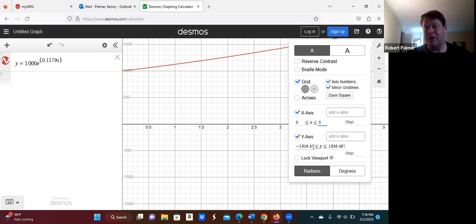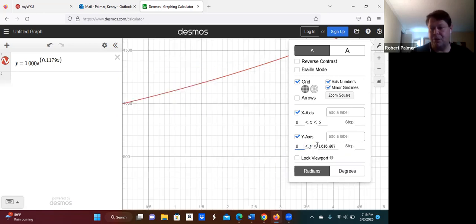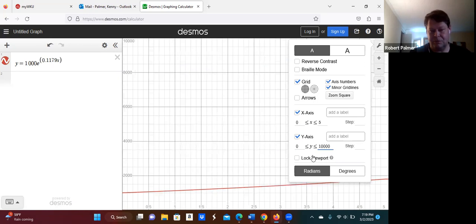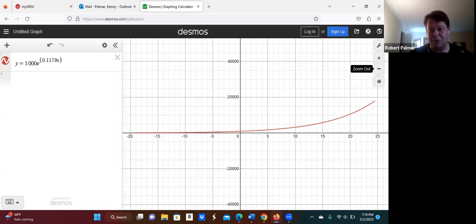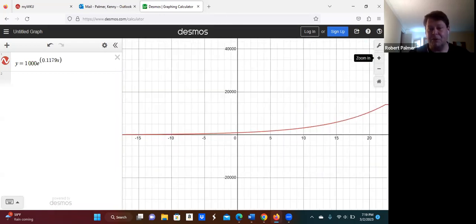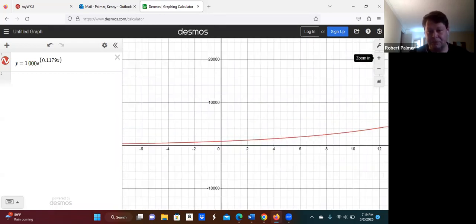And my y, let's try 0 to 10,000. See how that looks. Maybe 5,000 then. We have to kind of play around with this. Okay, good. Now, so let's zoom out. Okay, now it doesn't look very exponential, but if we zoom out enough, we'll see that. Okay, now if we zoom back in, let's take a look.